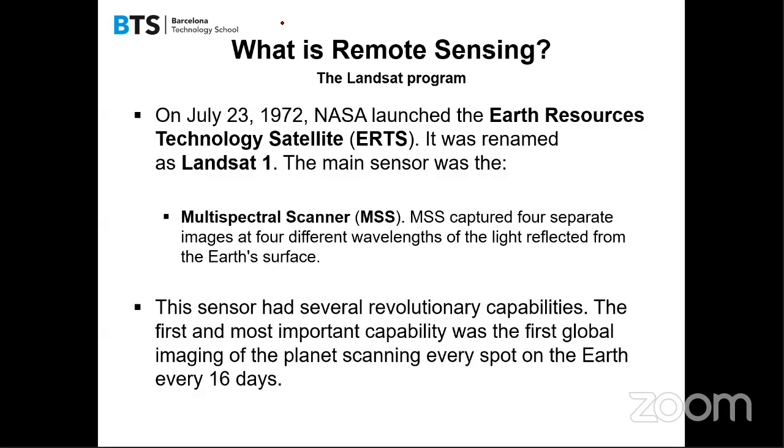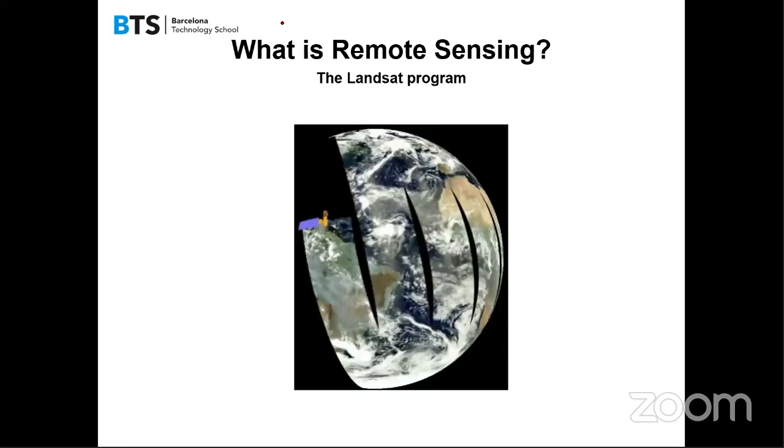So one of the most revolutionary things from this type of sensor was not only the capability of sensing the Earth at different wavelengths, but also the capability of scanning every spot on the Earth every 16 days. Now we have massively improved that with other types of satellites, but back then it was every 16 days. Now we can get almost daily imagery from the collection of constellations that we can access. So the Landsat program was scanning the Earth every 16 days.